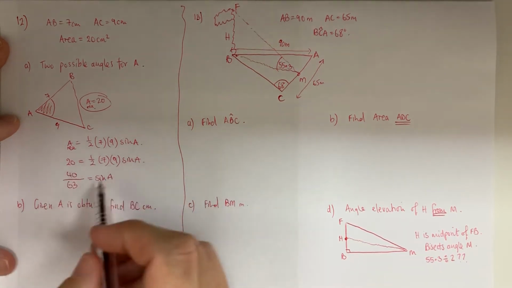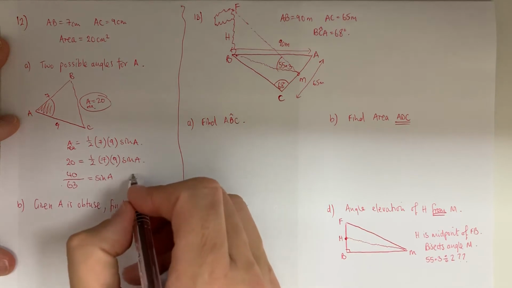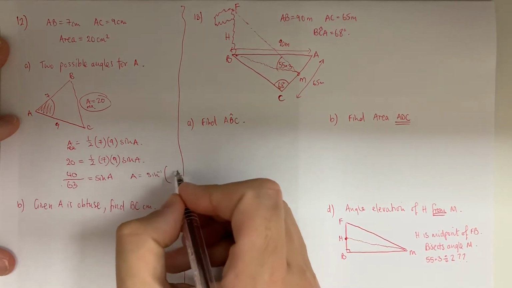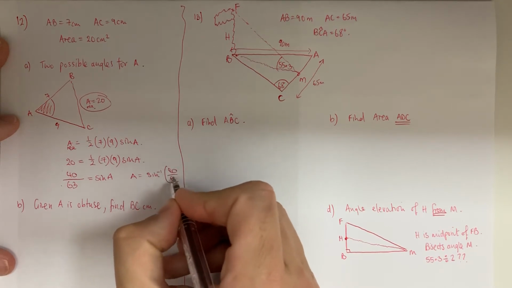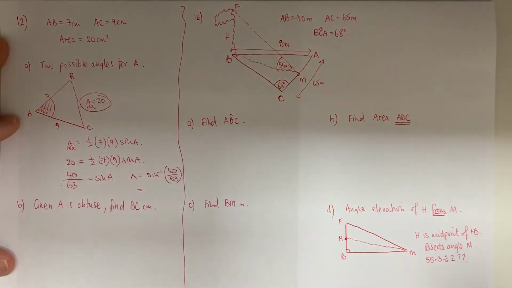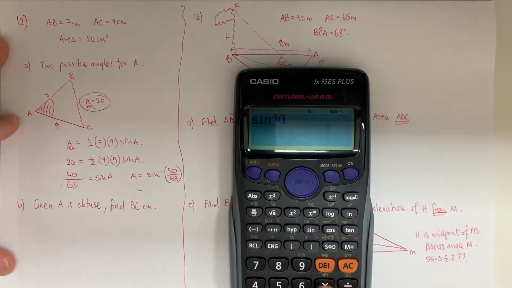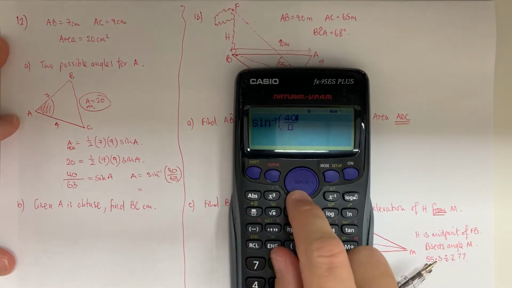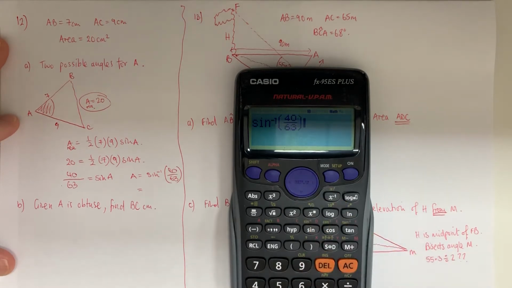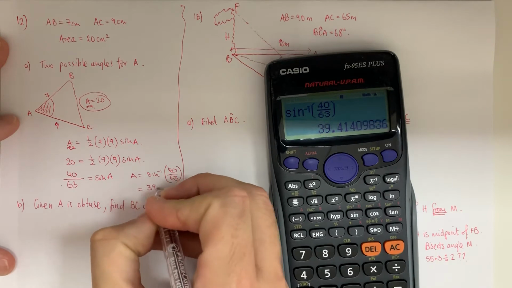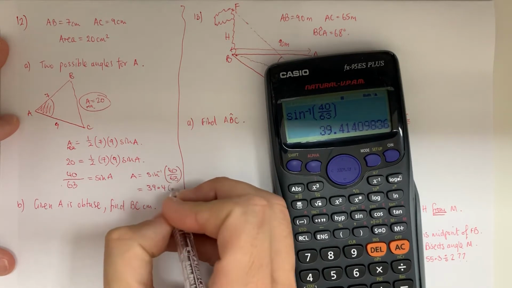So then we end up with a simple trig ratio. So what is A equal to? A is equal to inverse sine of 40 over 63. Inverse sine 40 over 63. 39.4 to 3 significant figures.